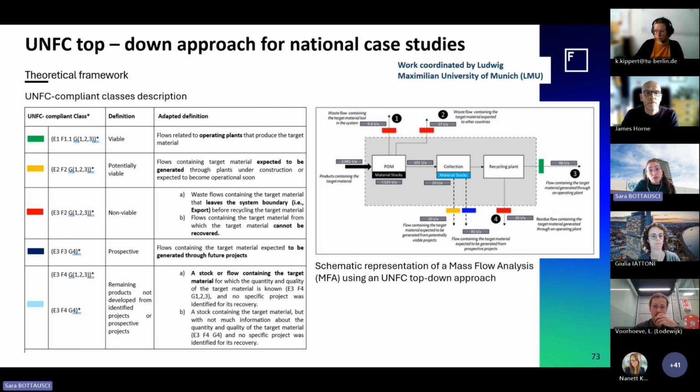Just a couple of words on the theoretical framework, because as said, the UNFC was originally applied for classifying primary resources, but what the project did, and in particular the coordinator of those activities, which was LMU, was to customize such UNFC classification also to a more national context, and so to different kinds of data. And so we introduced new UNFC-compliant classes. You can see the list of the UNFC-compliant classes in this table on the left-hand side. And so we, as case study developers, have used this new theoretical framework as a reference guide.